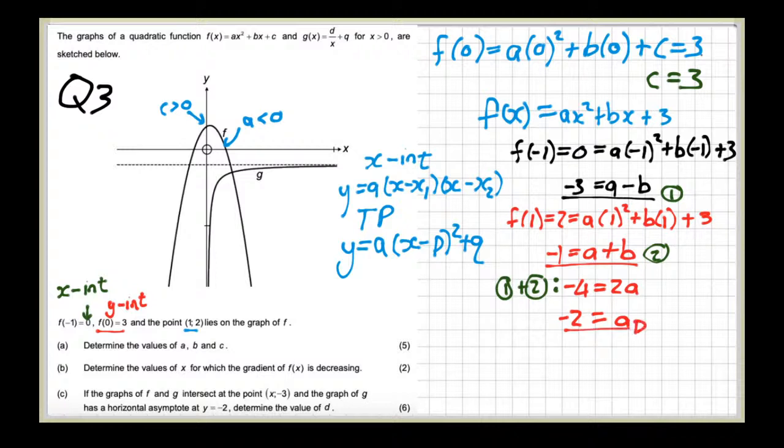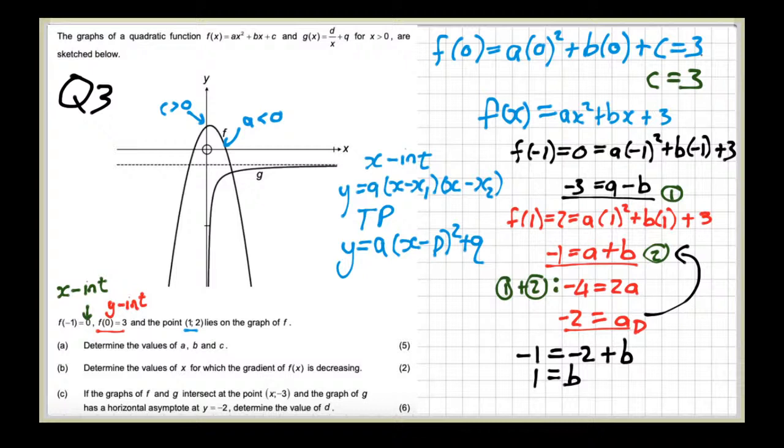Does this conform to what we said initially? A must be smaller than naught. Yes, it does. I've got a good feeling about this. Now I need to go towards b. So I'm going to substitute this into any of the two. So negative 1 is equal to negative 2 plus b. So b is equal to 1.